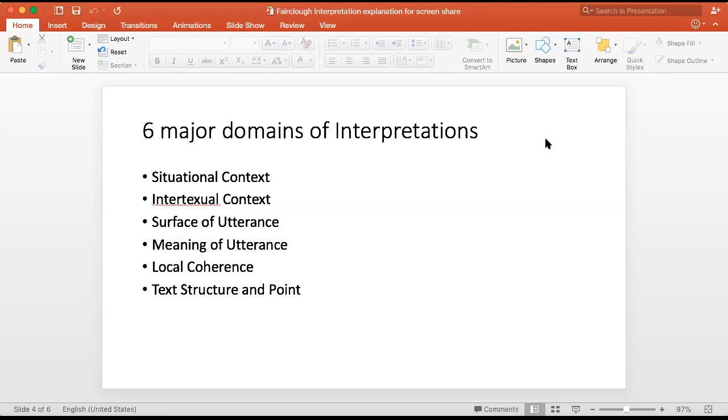There are a number of presuppositions on the part of the author, who presupposes that the listeners or the readers would already know about this.